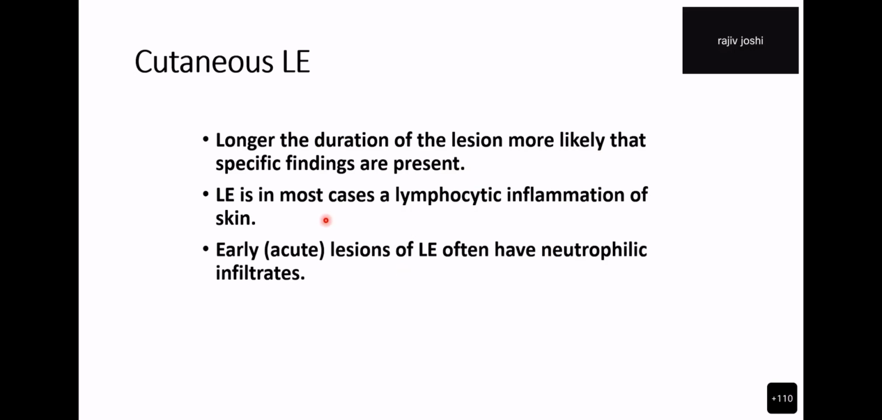Now, in general, LE is a lymphocytic inflammation of the skin. So most of the inflammatory cells that you see in LE are lymphocytes. However, early, acute lesions often have a neutrophilic infiltrate. So also bullous LE. There is a clinical presentation of lupus erythematosus called bullous lupus erythematosus, in which you get blisters. In this, you get collections of neutrophils in the subepidermal blister, which is a manifestation of acute cutaneous LE.